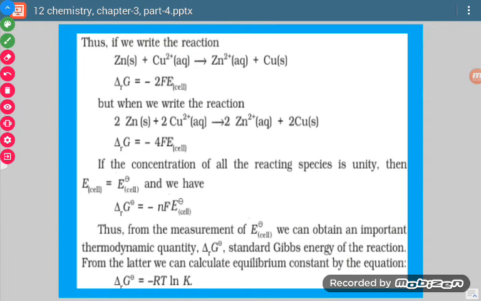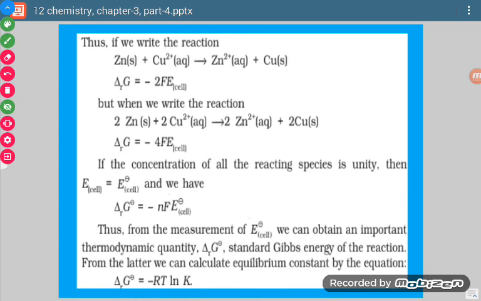Now again we are taking the galvanic cell, the Daniell cell. If we write the overall cell reaction, it will be zinc plus copper 2 positive gives zinc 2 positive plus copper. And if we write the Gibbs free energy relation with the EMF of the cell, then delta G is equal to minus nF E cell. Now what is the value of n? The number of electrons cancelled in this case is equal to 2. So the n value is 2.